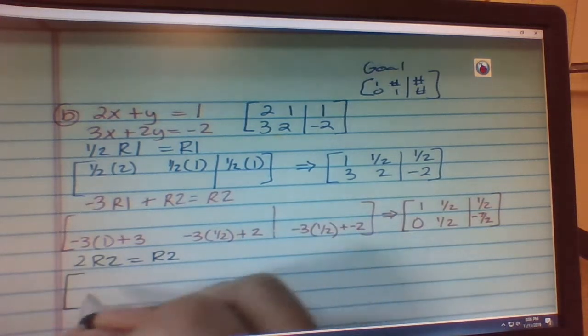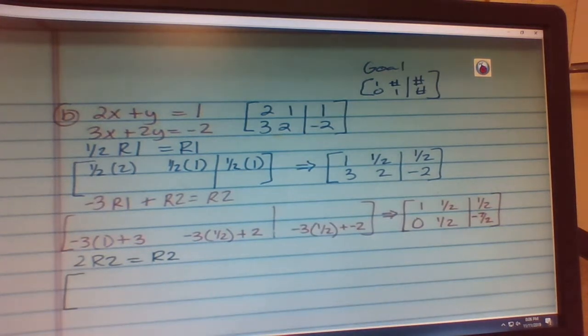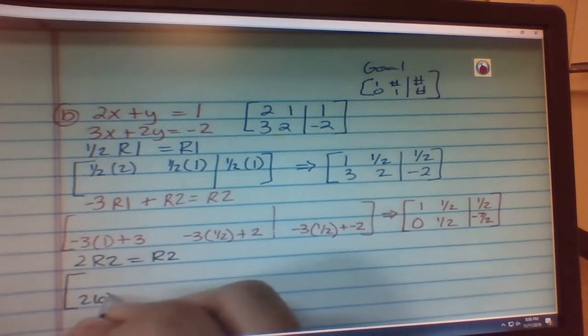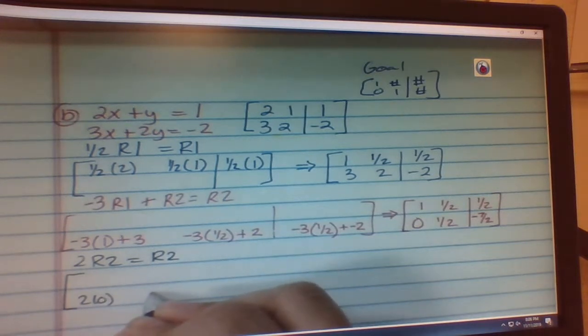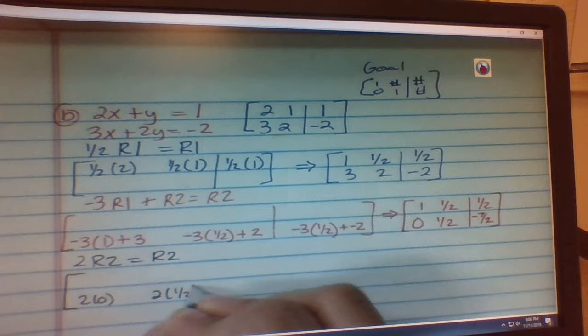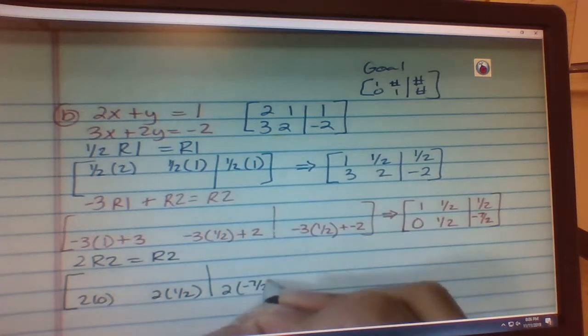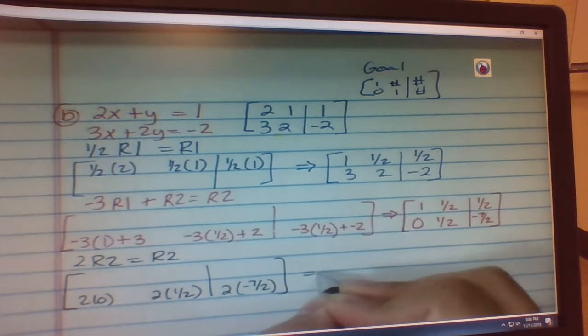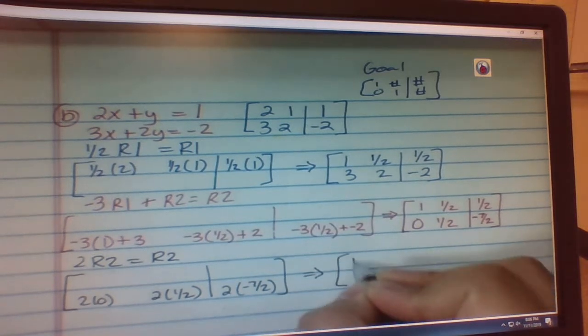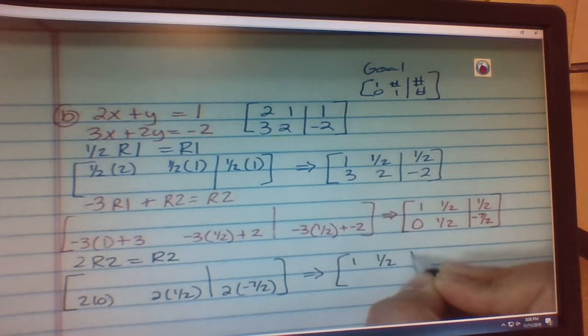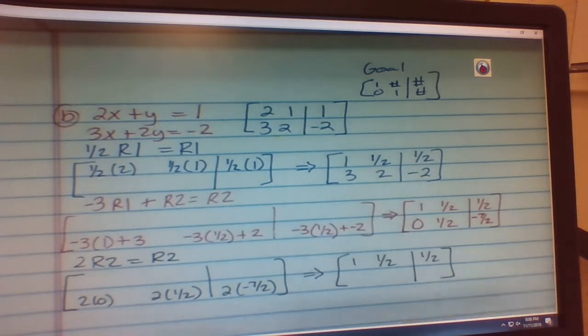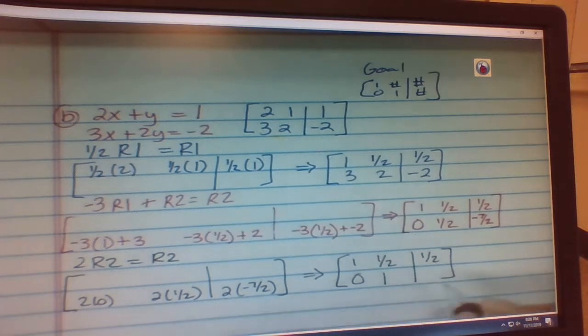Beautiful. Not doing anything to the top. So 2 times 0, 2 times 1/2, and 2 times -7/2. So my answers here: the first row stays the same. We said there was no change to the first row. So you already told me that's 0. This is a 1, and this becomes a what? What's 2 times -7/2?